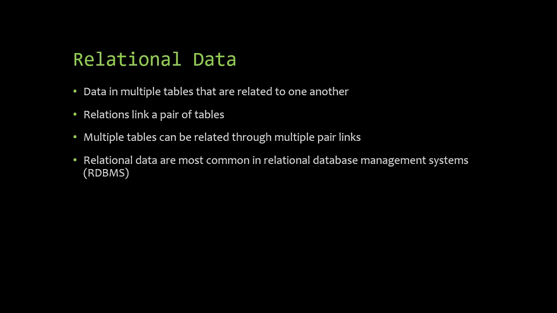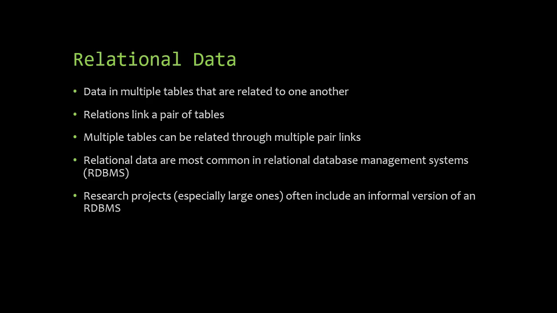Relational data are most common in relational database management systems, or RDBMS for short. But research projects, especially large ones, often include an informal version of an RDBMS. Anytime we have data in multiple tables that correspond to the same project, such as, for instance, if we have individuals who we have data from in one table, but then we have a different set of data for those same individuals in another table, then we have relational data.